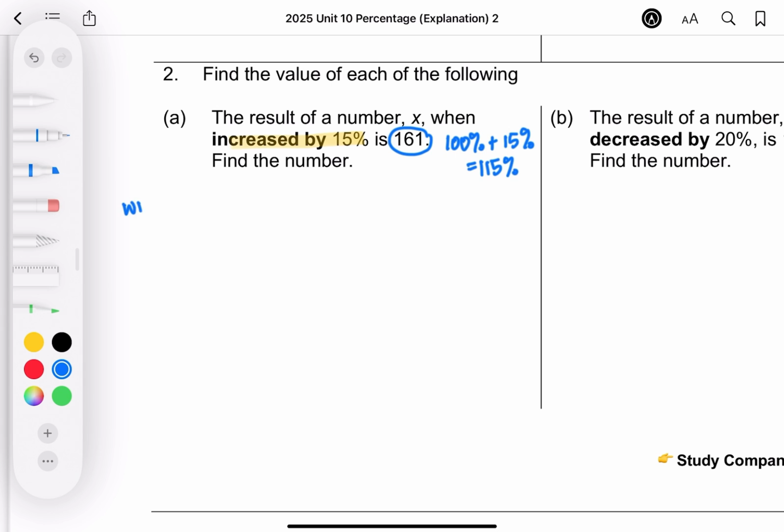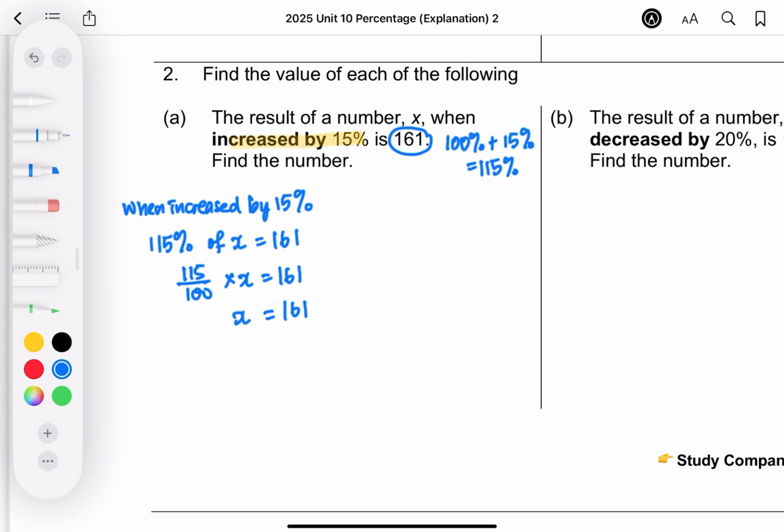So, when increased by 15%, it is actually 115% of x is equal to 161. And here we get this. Therefore, x is 140.